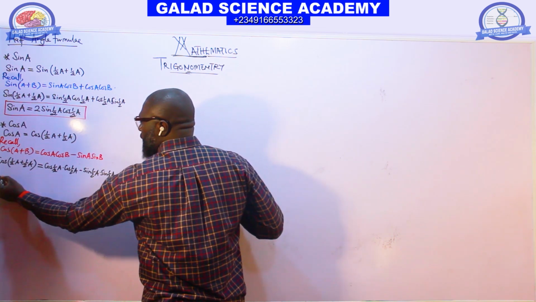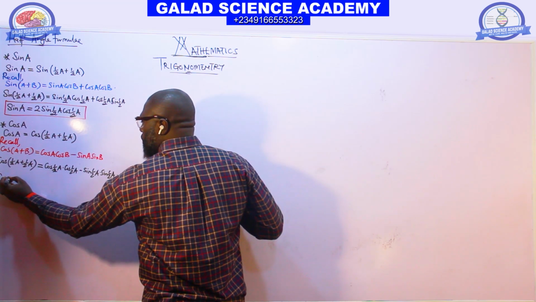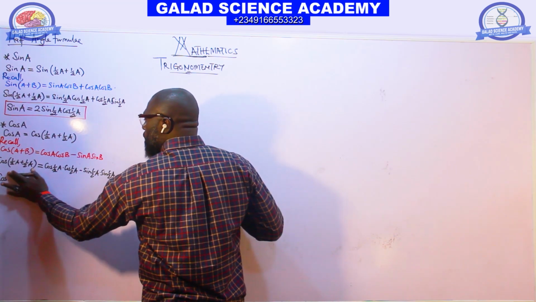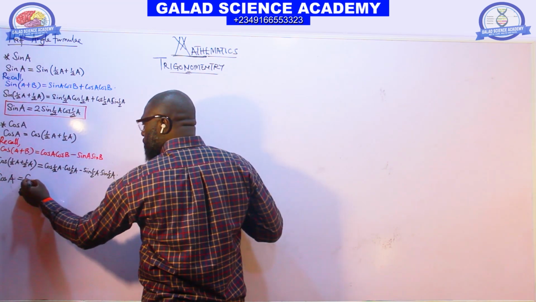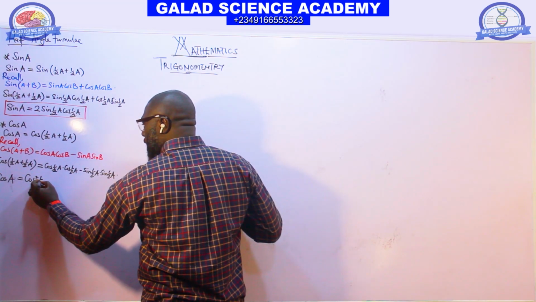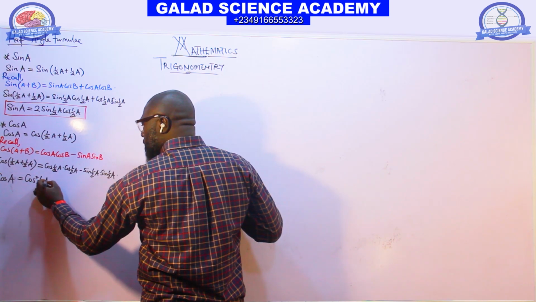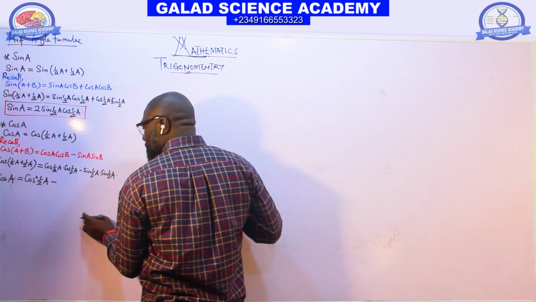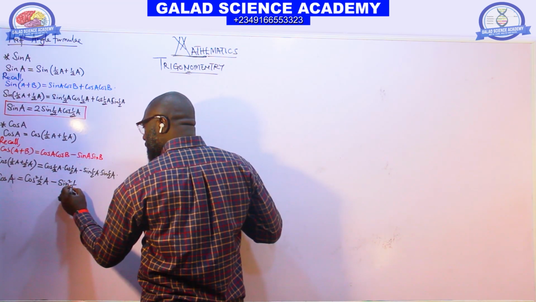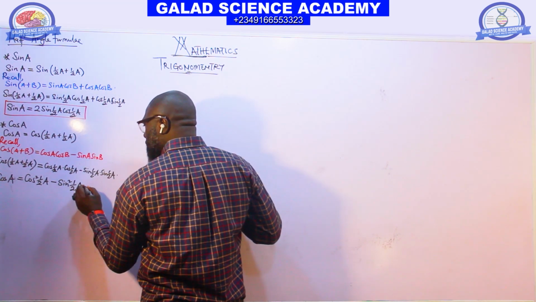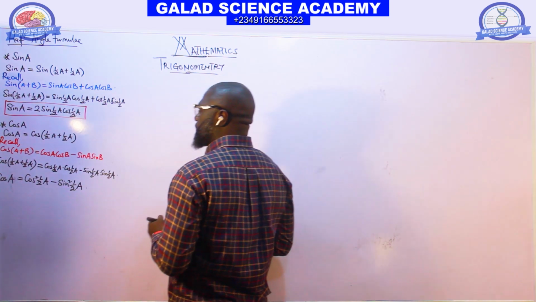So this together we have cos A equal to cos square half angle of A minus sine square half angle of A.